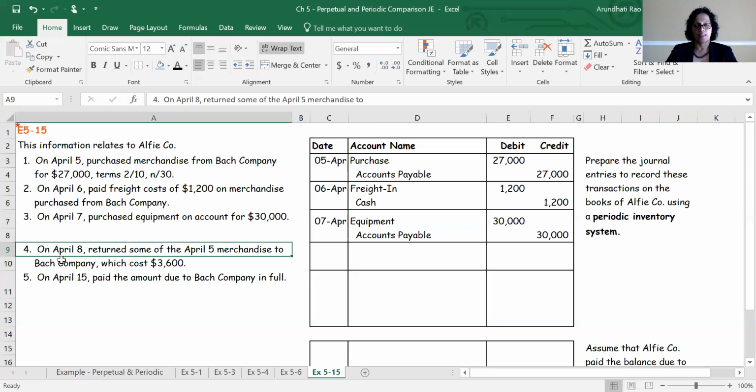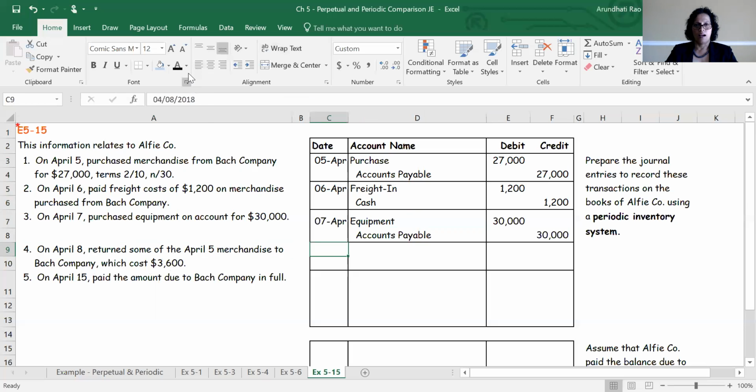Now the fourth transaction does have to do with purchases. We returned some of the merchandise that I purchased on the 5th. $3,600 worth of merchandise has been returned. Now, I have my journal entry on the 8th. If I return, I'm going to pay that much less, so accounts payable has to be debited. That part is the same as in the perpetual. I'm going to credit a different account name than I did in the perpetual inventory system. The account name is called Purchase Return and Allowance. It's a contra account to purchase, which means I need to subtract it from purchase in the end to find out what my net purchases are.